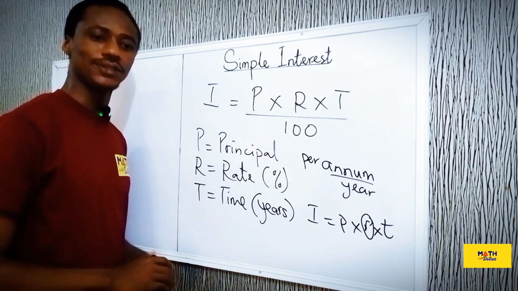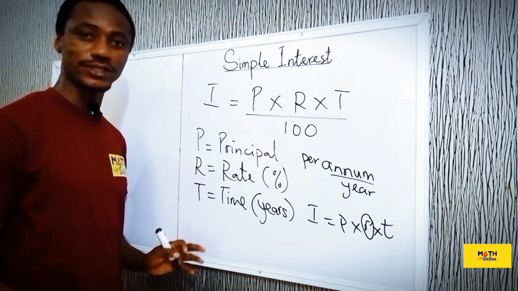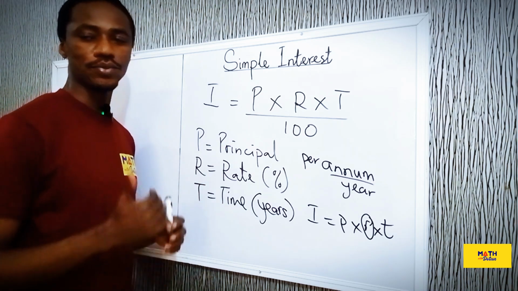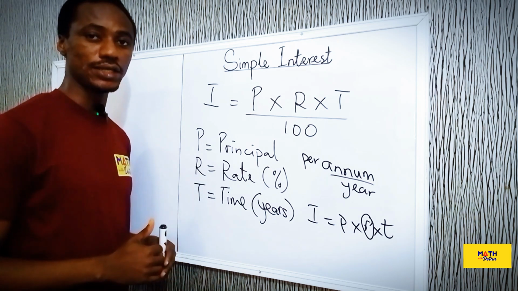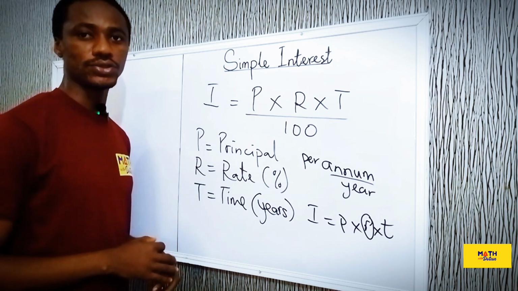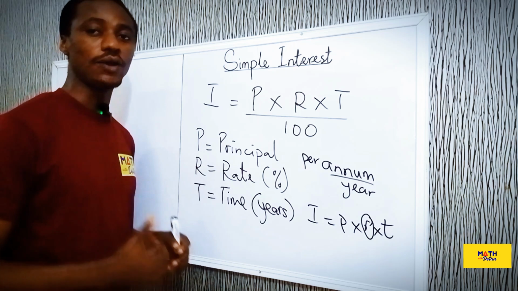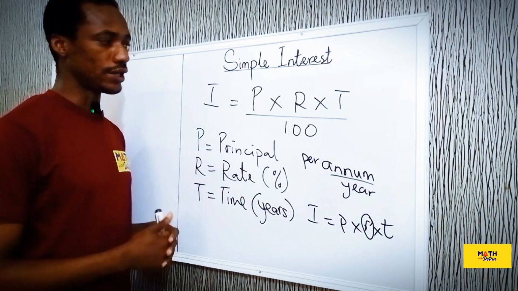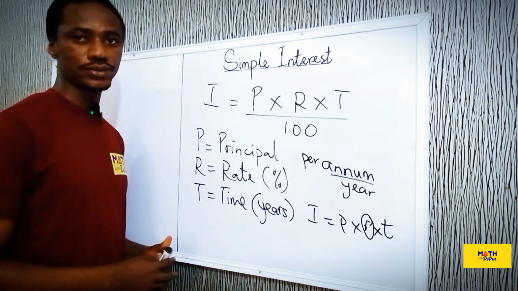So if the rate is 5%, you just put your 5. Don't worry, just make sure you follow this series. We're going to take examples on them. Just check the simple interest playlist, where you see different examples on how to solve questions in simple interest.